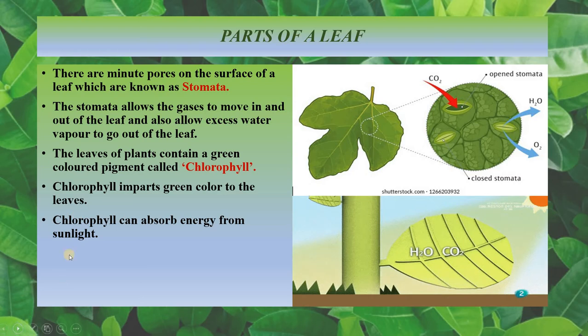Number two is that chlorophyll can absorb energy from sunlight. Sunlight is also an essential component for the process of photosynthesis. So what is the thing that absorbs sunlight to utilize it? It is the chlorophyll. I hope this is clear to you.